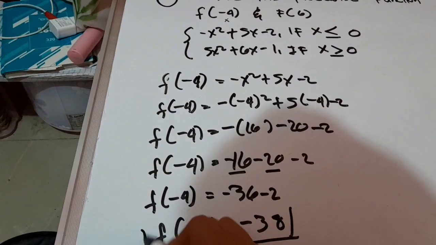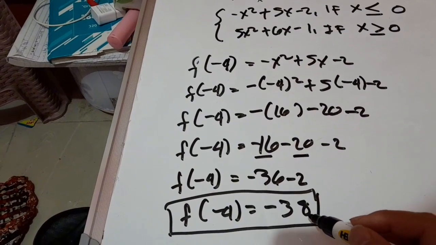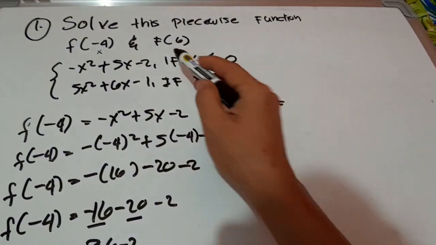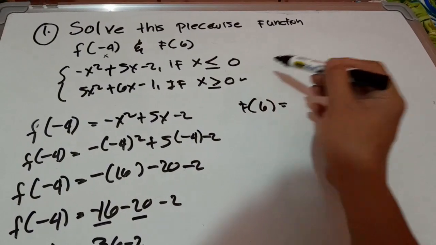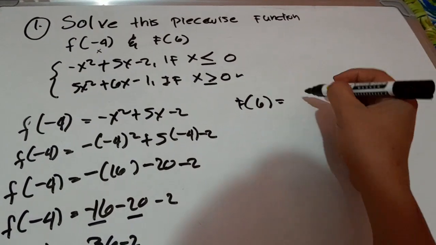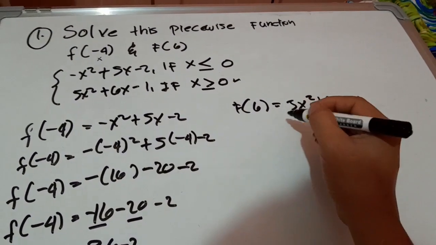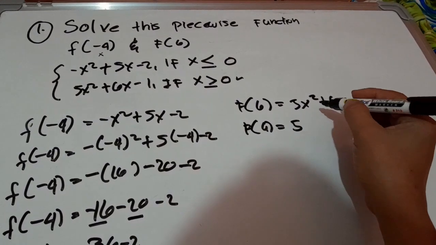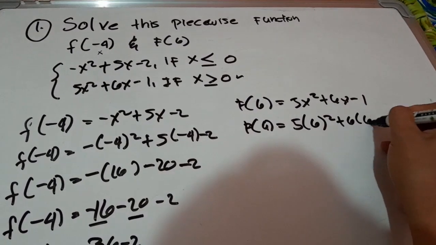So this is the answer. This is the value of f of negative 4. Okay, so let us proceed to f of positive 6. So since 6 is greater than 0, so we have to use this formula. Equals 5x squared plus 6x minus 1. So f of 6 equals 5 times 6 squared plus 6 times 6 minus 1.